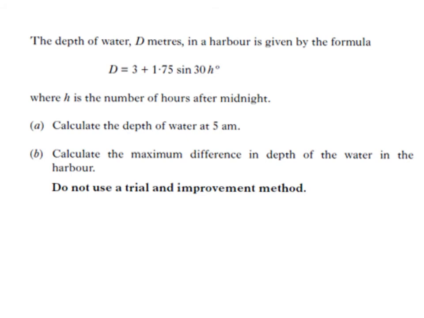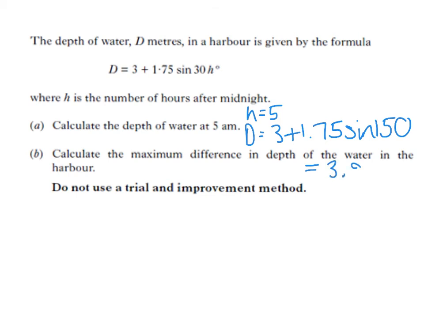Right, hours after midnight, so 5 AM is just replacing H with the number 5. So you have your depth equals 3 plus 1.75 sine. Now it's 30 times 5, which is 150. And when you type that in, you should get 3.875. So I'm going to say 3.9 metres.